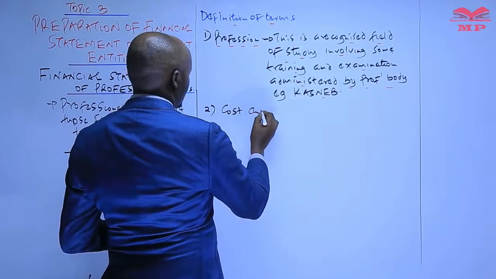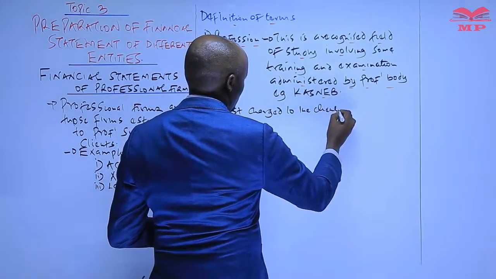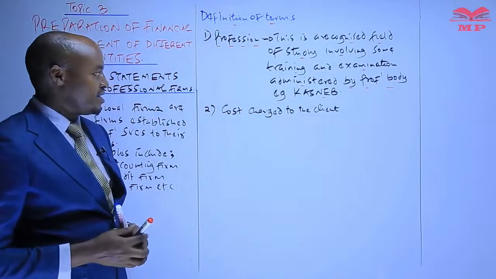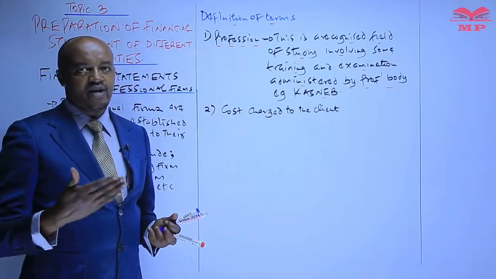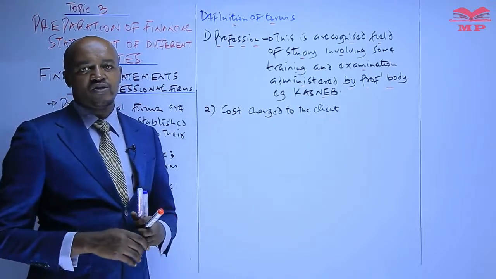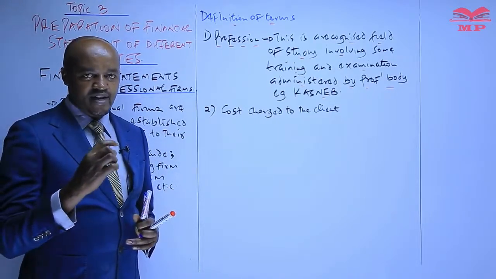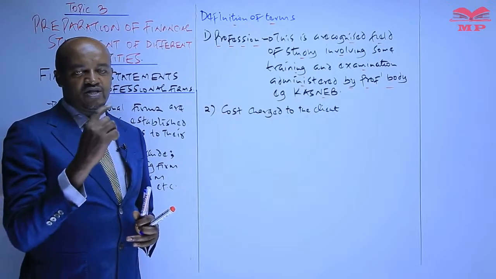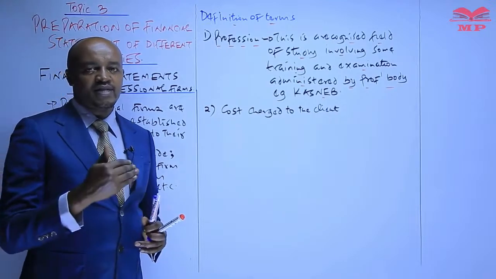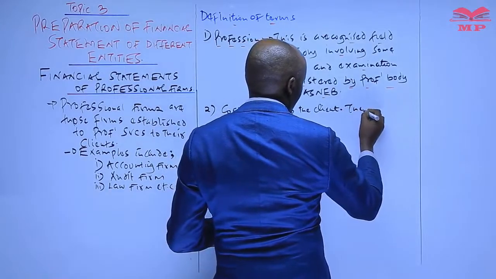The other term which we also need to define, as far as professional firms are concerned, is the cost charged to the client. When we talk about the cost charged to the client, in other terms, this can be referred to as the fees which have been earned. A professional firm, by the end of the day, provides certain professional services to the client. Once a professional firm has provided those services, the client will be charged some amount because the professional firm incurred some cost in providing those services.